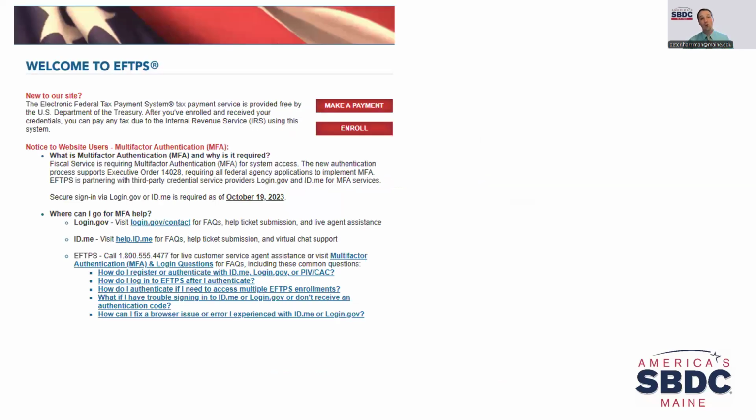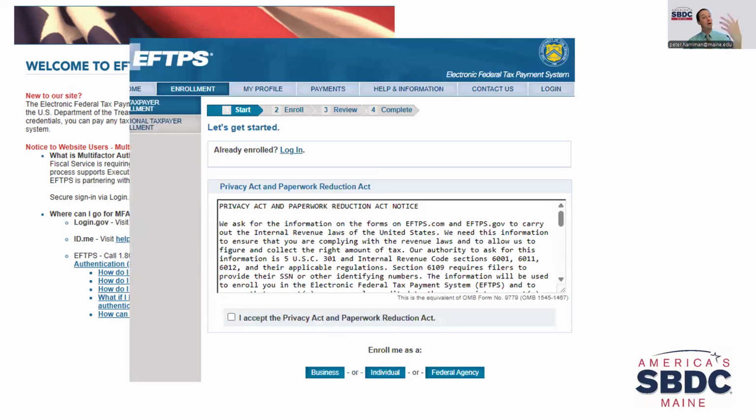Now, if you go through the EFTPS, which again is a preferred method, you would hit the enroll. When you click that enroll button, it's going to pop you up to start the enrollment. And as you can see, across the top there you have start, enroll, review, and complete. But the very first question you're going to be asked, and this is important, down here: enroll me as a business, an individual, or a federal agency, right? Most of you aren't going to be a federal agency, but this is where it gets confusing, right? Am I a business or an individual when I enroll to do my estimated taxes?